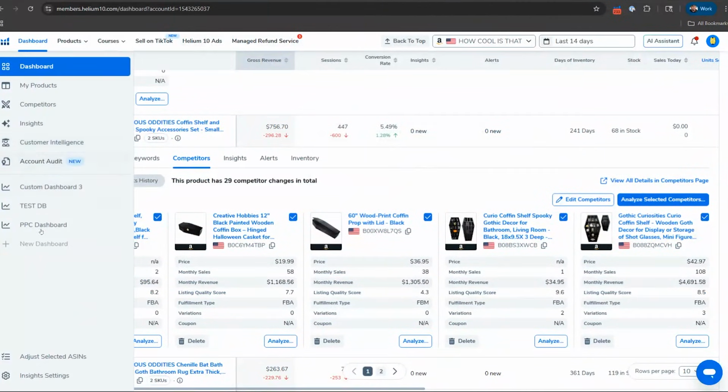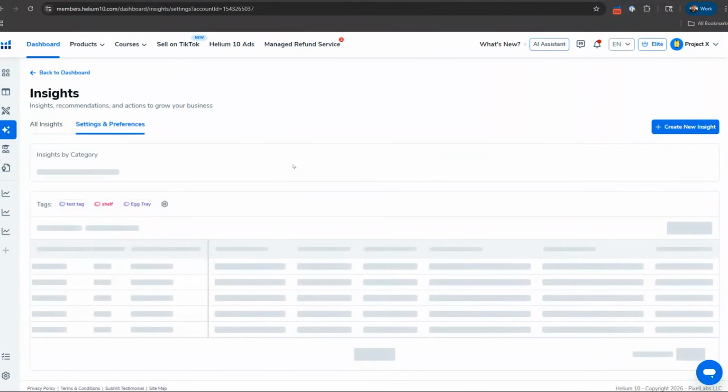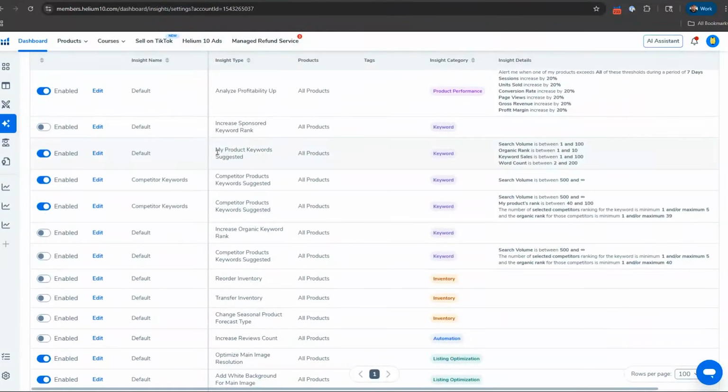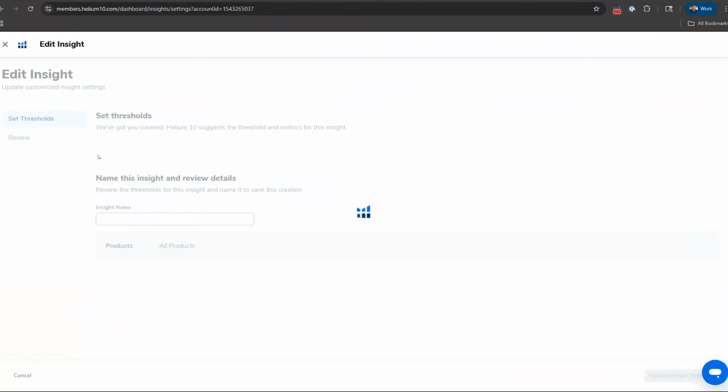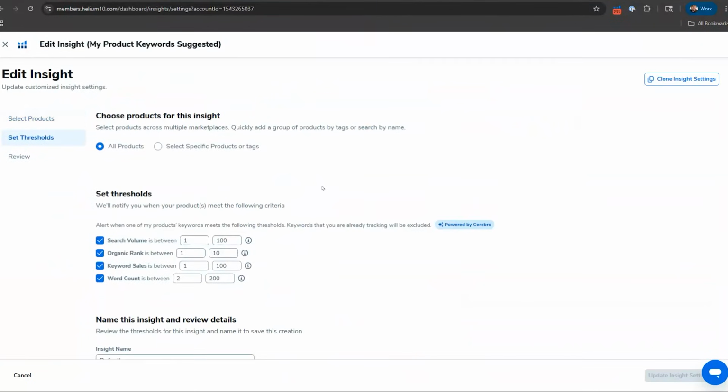And then here's what you can do. You're going to want to go into Insight settings. I'm going to look here at my products keywords suggested. I'm going to enable it, and then I'm going to hit edit. And then I'm going to say, hey, tell me if a search volume is between, let's just say 300, and I'm not going to put a cap on this, and my organic rank is between 1 and 10, and my word count is between 2. I'm going to put 2 here.